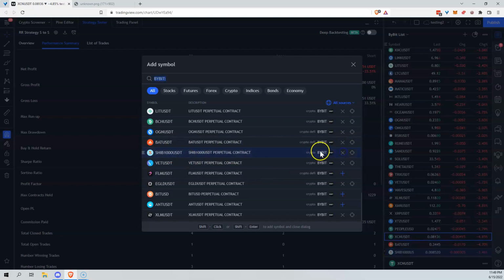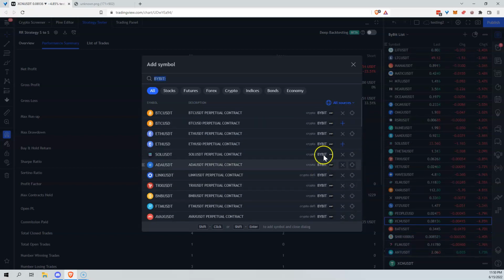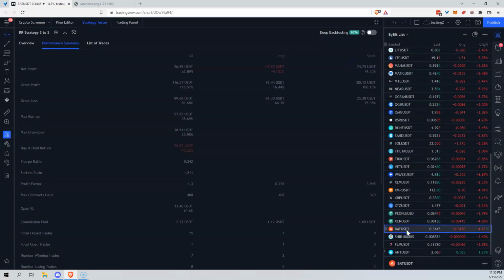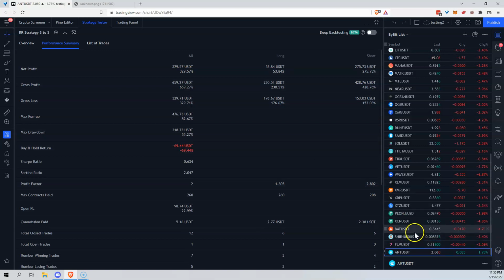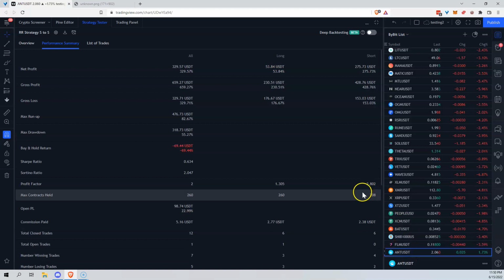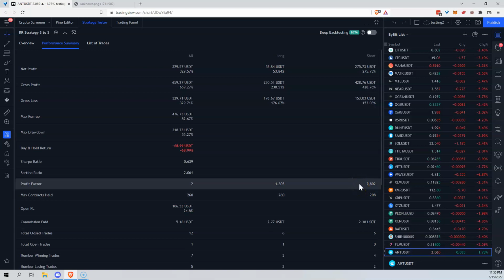I missed Shiba. I missed this one. I think for some reason they didn't show up when I was looking earlier. Okay, so I've added everything now. There's the bottom of the list down here. BAT made 26%. Shiba lost 32%, FLM lost 13%, and Ant made 329%. So I actually was missing a couple of really big winners, like People that made over 200% and Ant that made over 300%. So there you have it. I wasn't cherry picking. In fact, I was shooting myself in the foot just because I overlooked some.